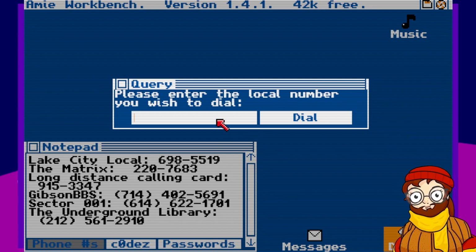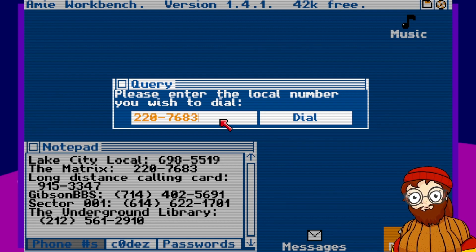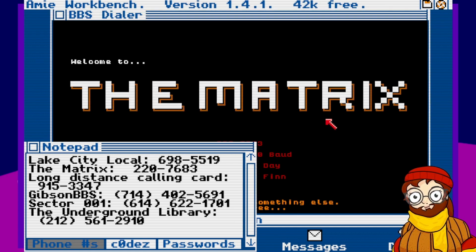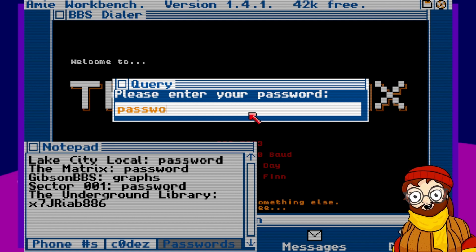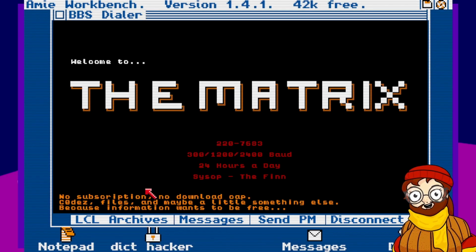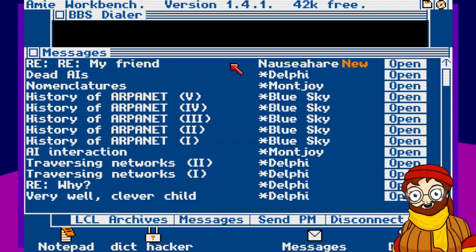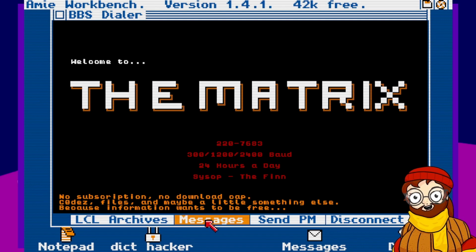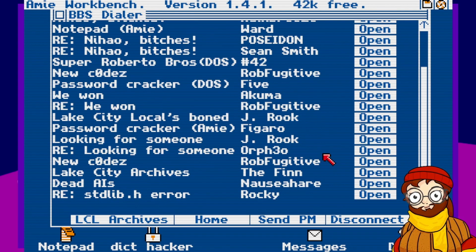Where do we want to go? Matrix? Let's go back to the Matrix. The Matrix. Type in the word password. Okay. Oh, private messages. Okay, let's take a look. Messages. Riri, my friend, nod your hair. Oh, okay, that's old. I'm really sorry to hear that. I don't think there's anything more I can do for you, but I wish you the best of luck. Thank you. I've already figured it out, but there's still more to be done. But not here, apparently.